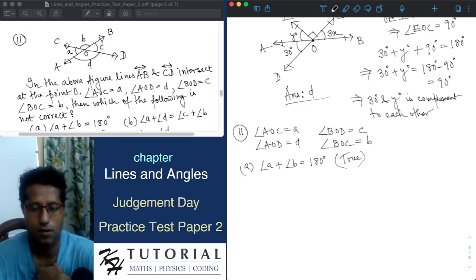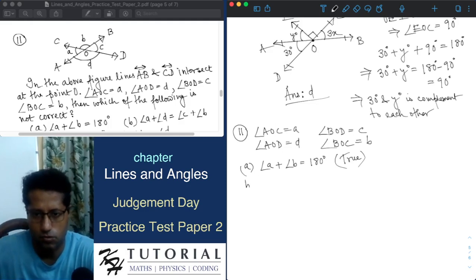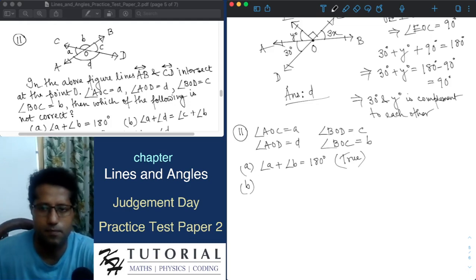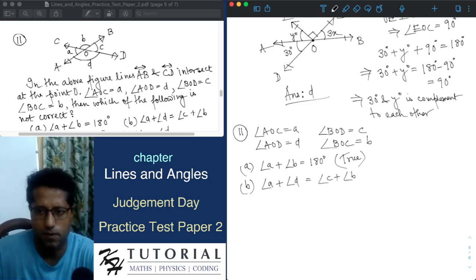We have to choose the choice which is not correct. That is, it is false. We have to select the choice which is false. Choice B is saying angle A plus angle D equals angle C plus angle B. Angle A and D are not vertically opposite angles, C and B.